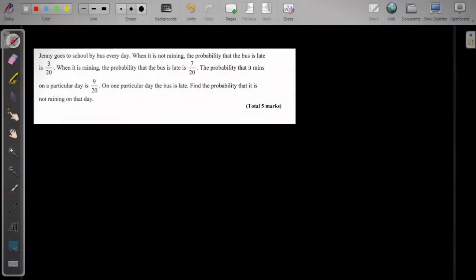Hello. In this problem we will see a conditional probability problem where we will use a tree diagram. Let's see what the problem says and break it down.